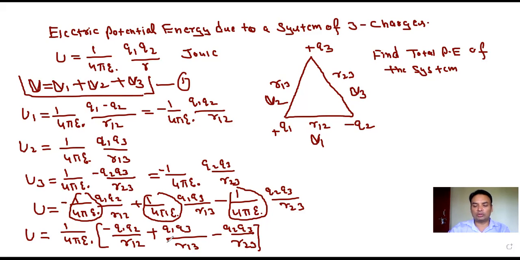So we can find the total potential energy of a system of any number of charges. That's very easy. We can solve it for any number of charges.